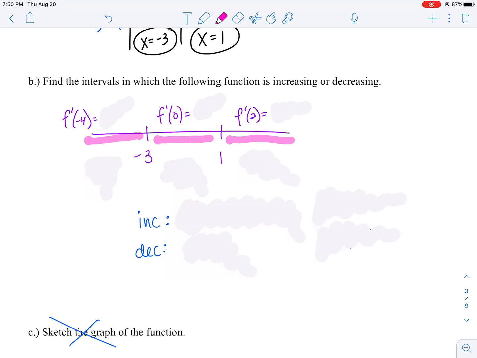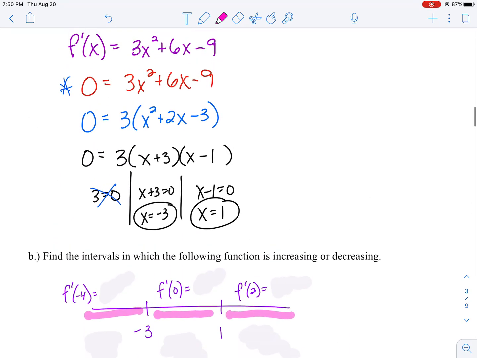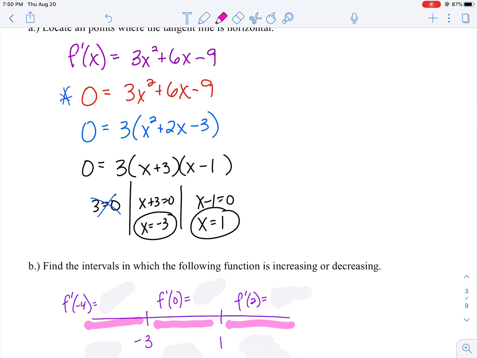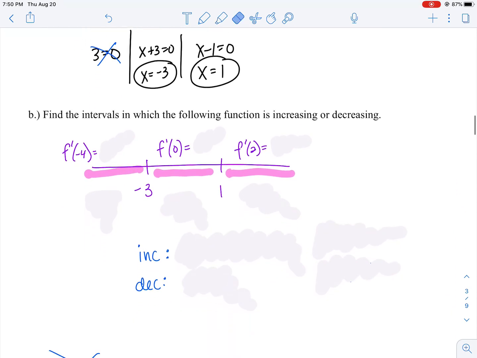I'm going to pick a number less than negative 3 and plug it into my derivative so I can figure out if my derivative is positive or negative. So plug negative 4 into your derivative. Remember, your derivative was 3x squared plus 6x minus 9. If you plug in negative 4, you should end up getting a positive number out, right? That means my derivative is positive in that whole interval. It cannot change to negative until it hits 0. I can't go up and then change to going back down unless it hits 0 for at least a split second.